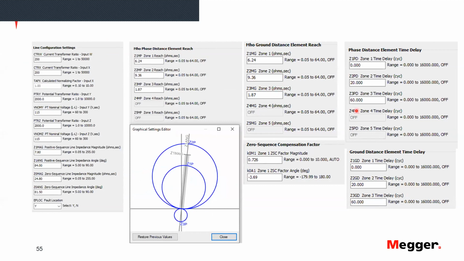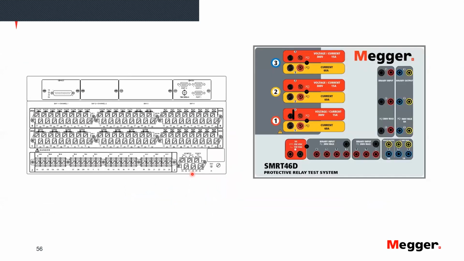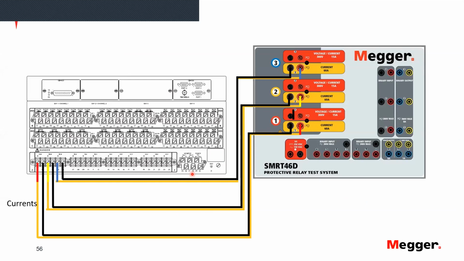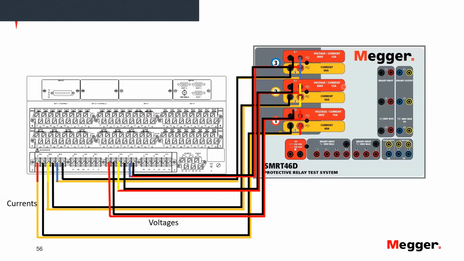I'm using the same, and here I have the time delays for those. And this is how the relay shows the settings editor that we have on the relay. As connections, I'm going to use this for the currents. I'm going to use 3 of the 6 voltage current channels that I have available on this unit, and I'm going to use 3 voltage channels as well.